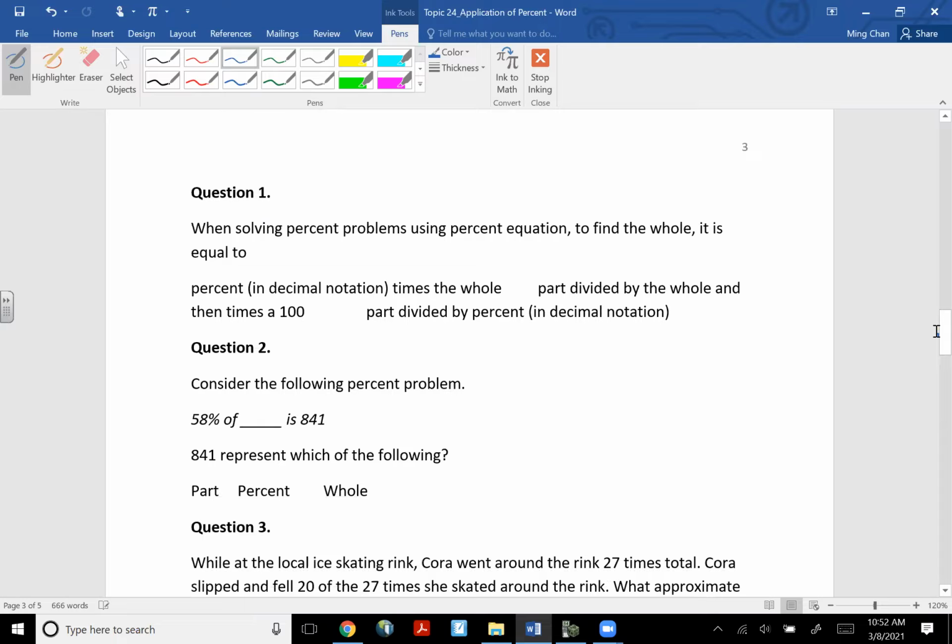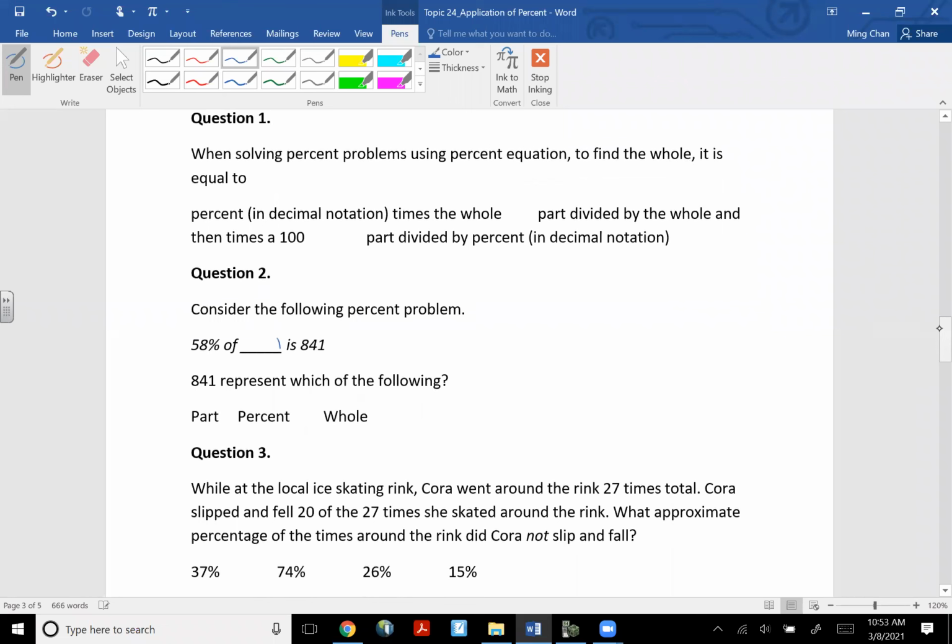Okay. This question: 58% of what total is 841? Of the total. So you don't know the total, right? So that means 841 has got to be the part, because you're looking for the of the what total right here. So that classifies 841 as the part, because 58% is the percent.